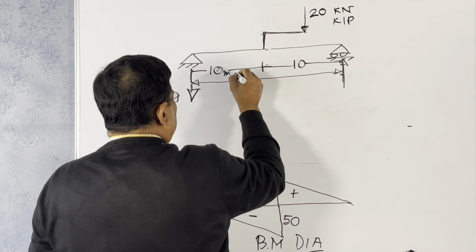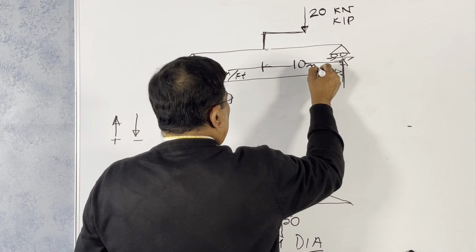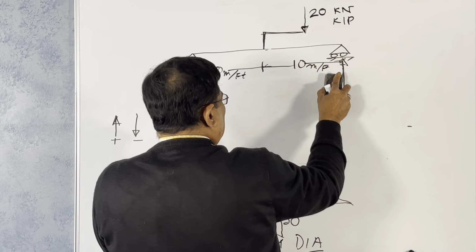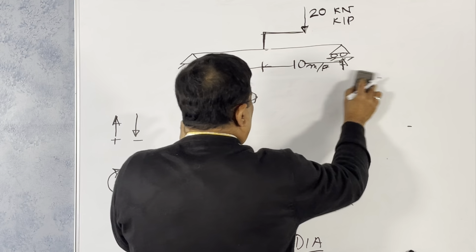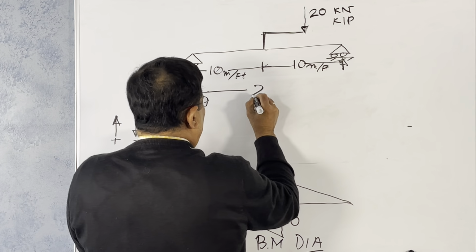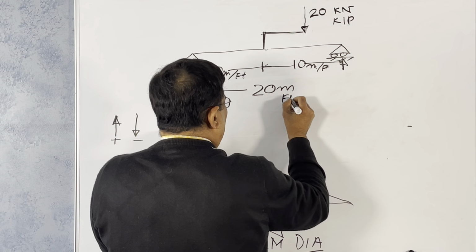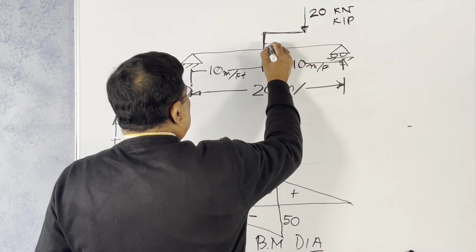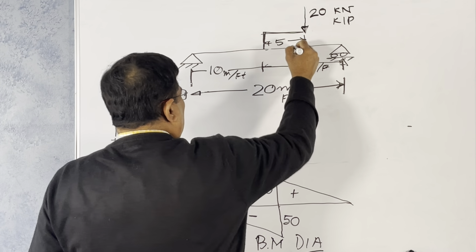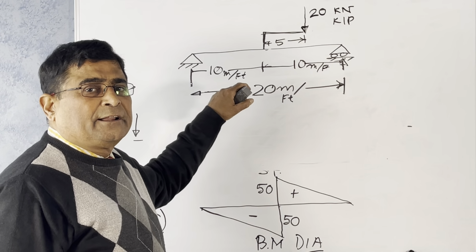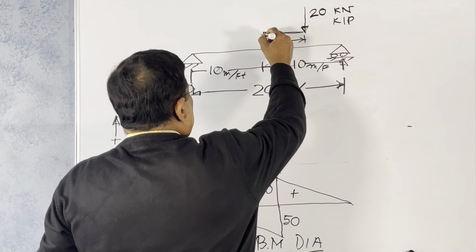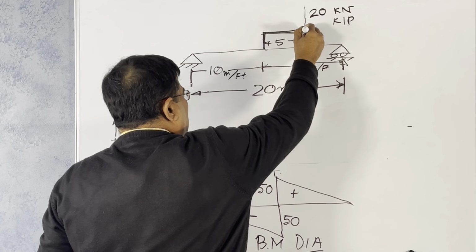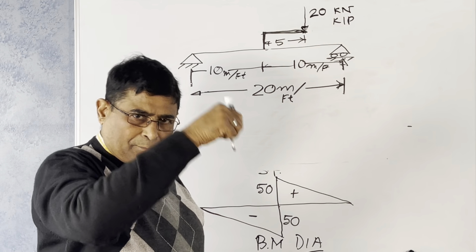This is 10 meter or 10 feet. This is 10 meter or 10 feet, and the total span from here to here is 20. So this length from here to here is 5. This may happen in civil engineering construction. You have a beam, there is a bracket connection there, then another member is coming there. At the end of the member, a 20 kilonewton or 20 kip concentrated load is applied.